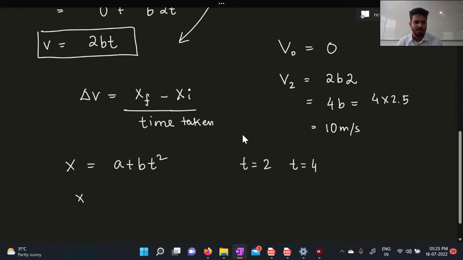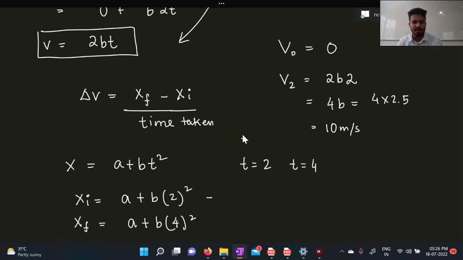So if I try to find out what is the initial displacement, it will be simply a plus b into 2 square. Why 2 square? I just plugged in the value of 2 in this and I got the displacement at exactly 2 seconds. Okay. Similarly, if I want to find out the displacement at 4 seconds, all I have to do is plug in the value of 4 in this equation.